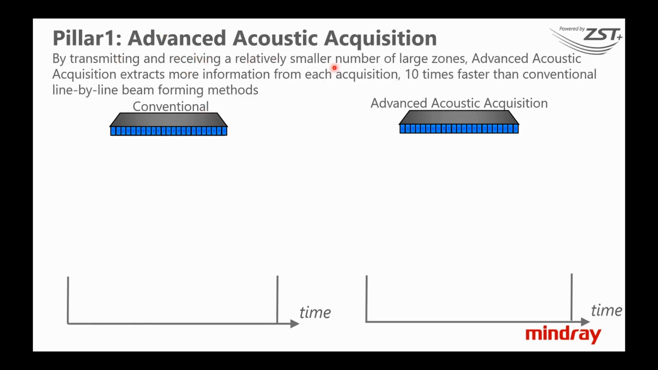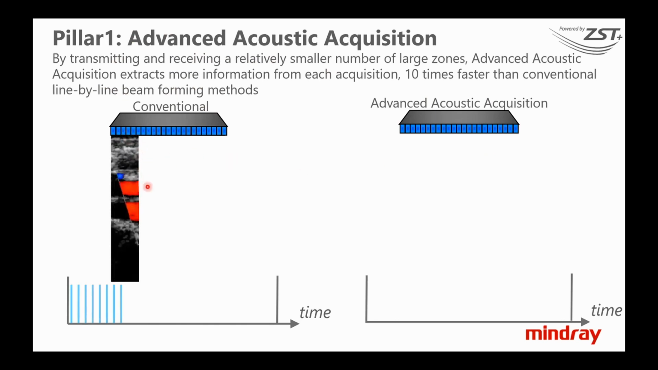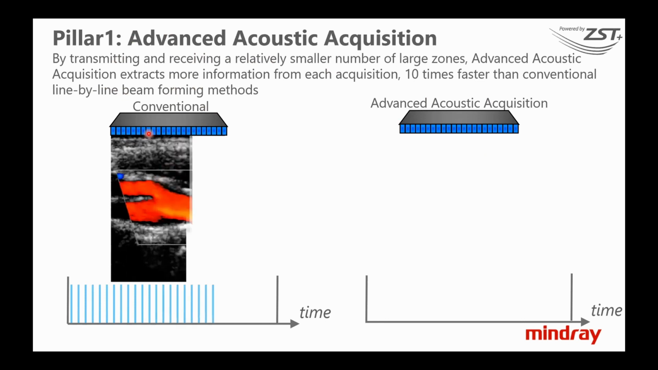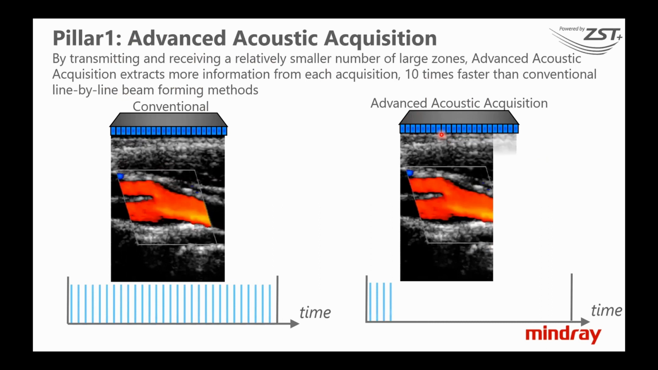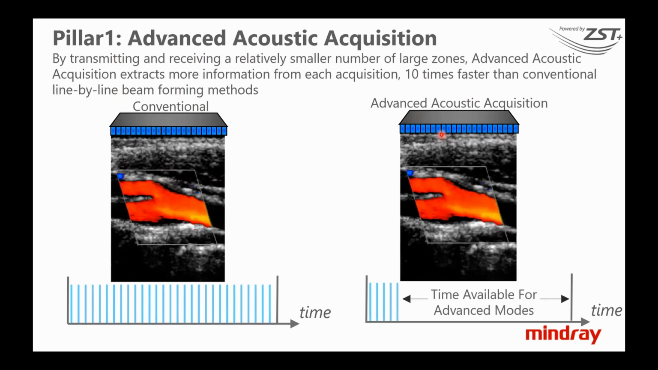Here for advanced acoustic acquisition: here is the conventional one, and this is the advanced. We can see conventional, as we said, makes the image line by line. Advanced acoustic acquisition works zone by zone. So which is better? Who's faster? Of course, if we use ZST here, it will be faster, so the workflow of the doctor will be higher.